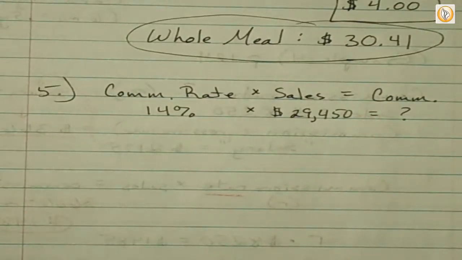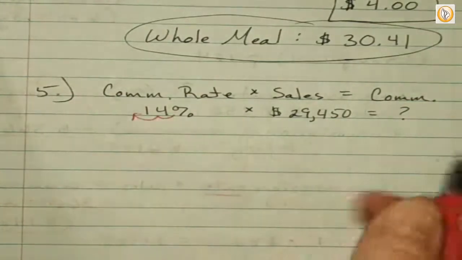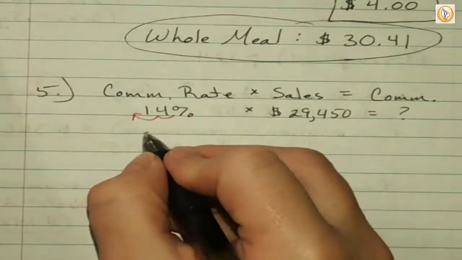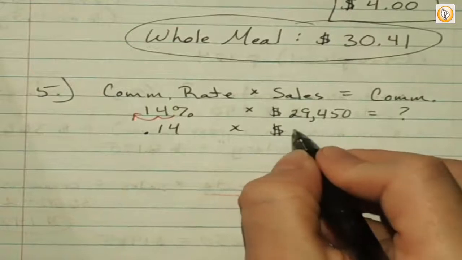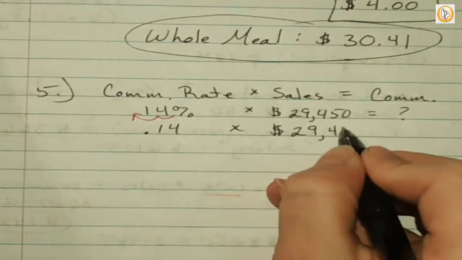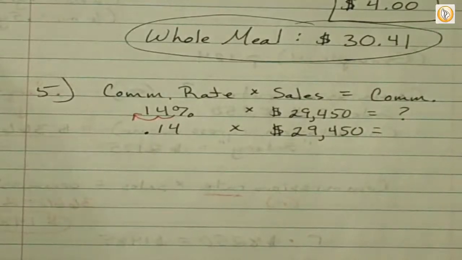Emily, what do I do to that percent? Yes, you do. So we're going to move the decimal to the right 2 places. I get 0.14 times the sales. Someone different this time.